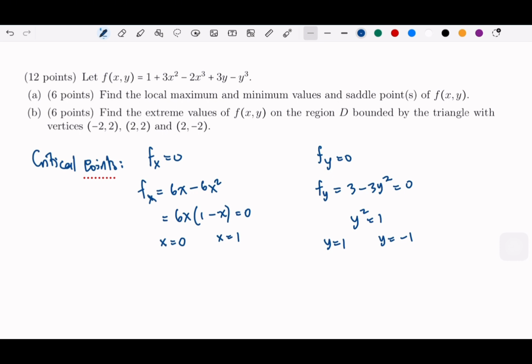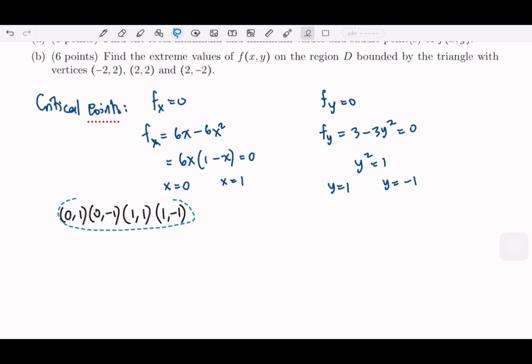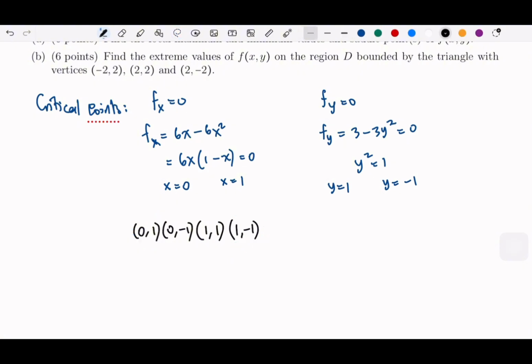Okay? So we can make out the critical points, that is x is 0 and y is 1. X is 0, y is -1. X is 1, y is 1, and the other one is x is 1, y is -1. So we can have this sort of critical points. So we get critical points. Next we need to test the critical points.